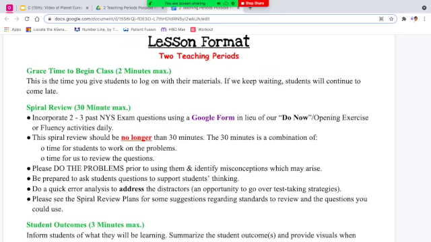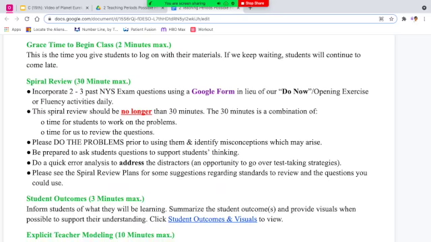The first thing I'm going to speak about is the Spire review. You'll notice I allocated more time for the Spire review, 30 minutes. And because of that, you should be able to incorporate 2 to 3 past New York State exam questions. So think about your timing and determine how long you want your students to work on the problems, and then allow time for you to go over each of the problems. Give or take 3 minutes per problem for students to answer.